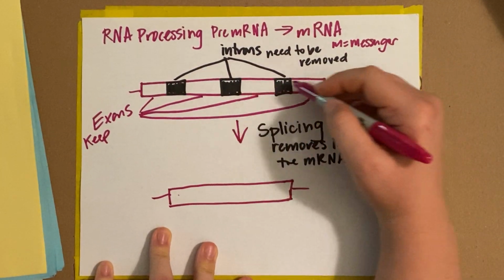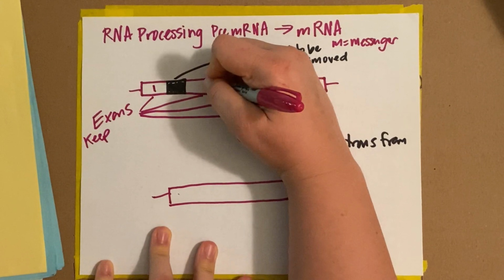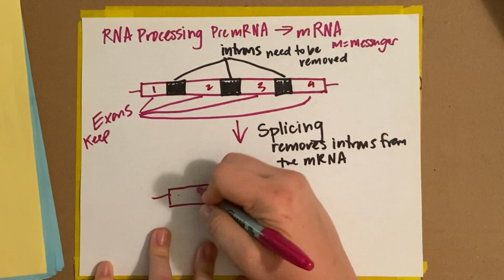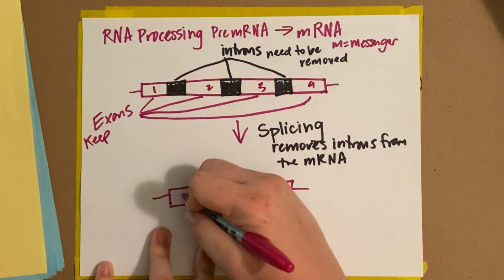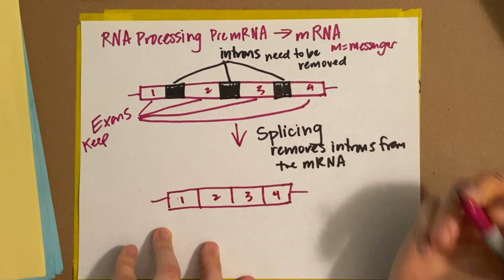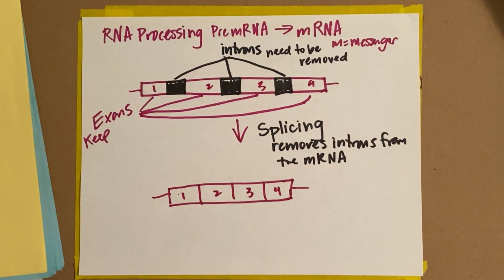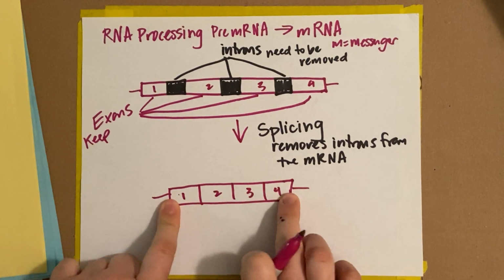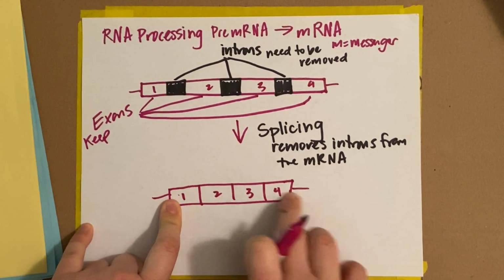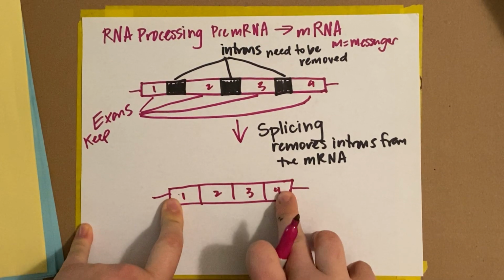So if we joined all of these parts, we could just say that's 1, 2, 3, 4, and then we have them all together. 1, 2, 3, 4. Okay, so this is going to be the actual part of the RNA that we want to keep and will help us make our protein.